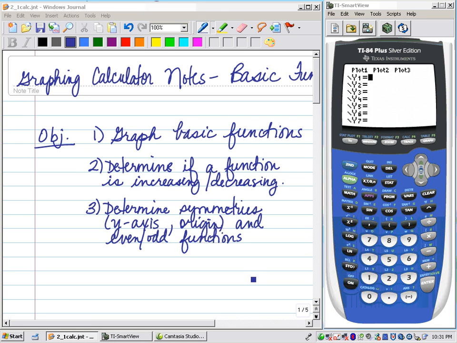Hi, let's take a look at how the graphing calculator can help us graph basic functions, determine if a function is increasing or decreasing, and determine symmetries through the y-axis, symmetry with respect to the origin, and also if we have an even or odd function.